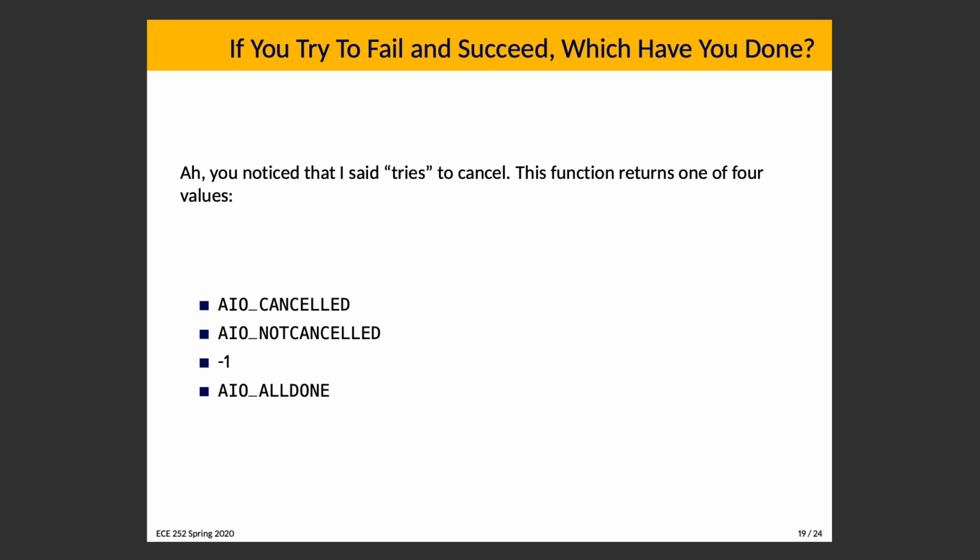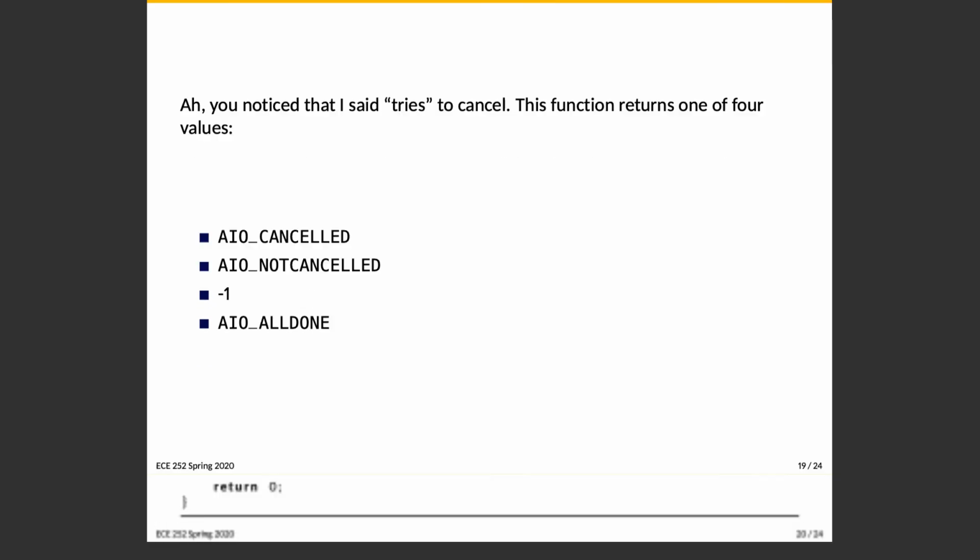And AIO_ALLDONE. We were too late with our cancellation. All done means all the operations that we wanted to cancel were finished before we could get to actually canceling them. That can happen as well, because we might have waited a long time, but while we were waiting, those operations did finish, and accordingly, there's no longer really anything to cancel. So there's nothing to do, and we'll be told all done.